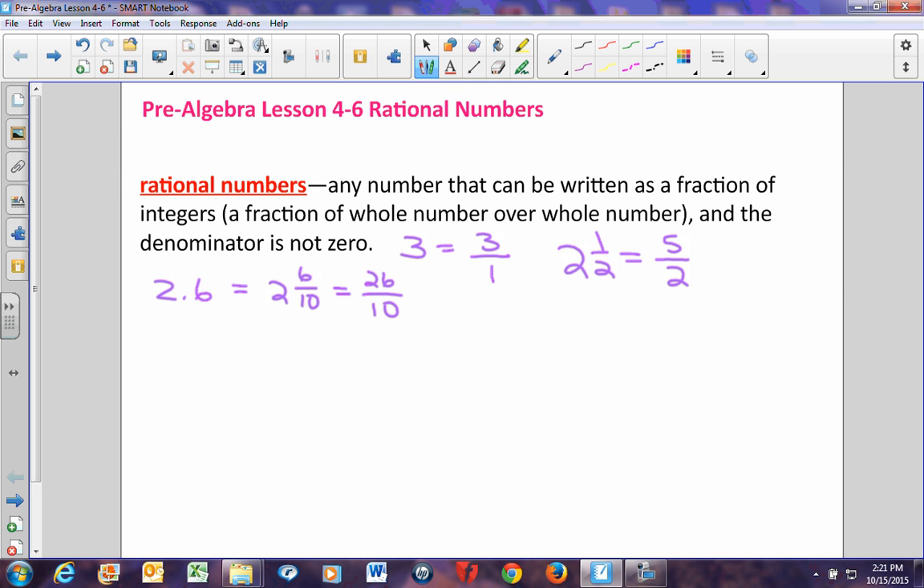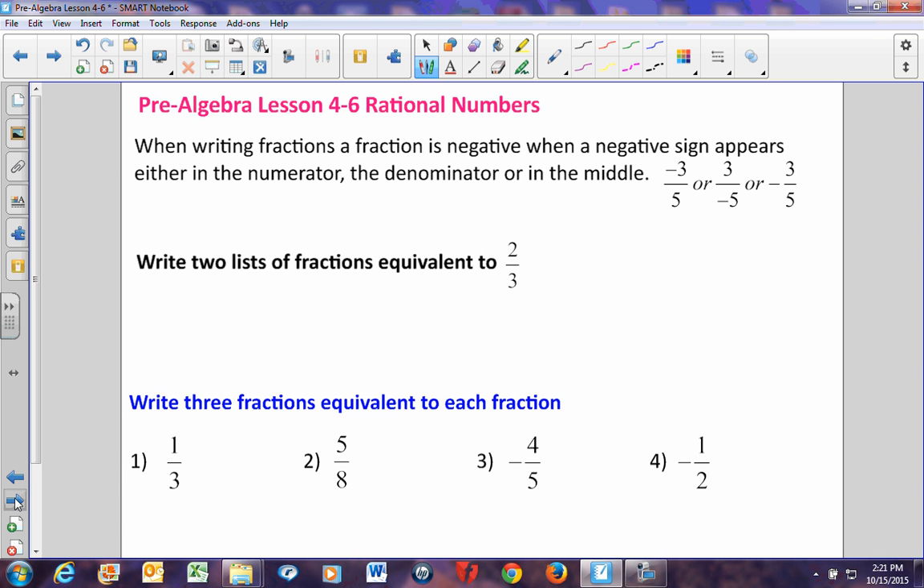Now, when writing fractions as a rational number, if you wanted to write them as a negative number, there's 3 ways you can write a fraction that is negative: when a negative sign appears either in the numerator, the denominator, or the middle. If you look at the fraction negative 3/5 here, in the first fraction the negative is on the 3, in the second fraction it's on the 5, and in the third fraction it's in the middle. It doesn't matter where that negative sign is, that fraction is still named as negative 3/5.